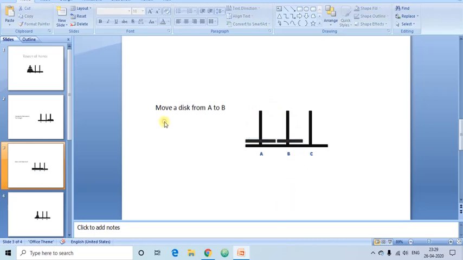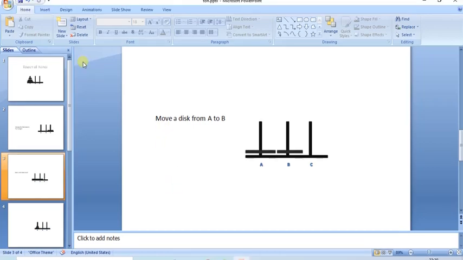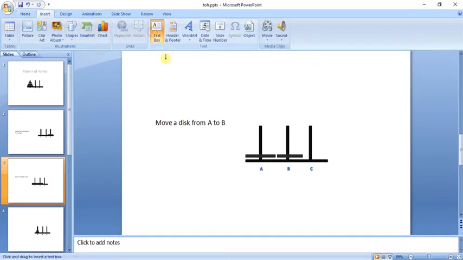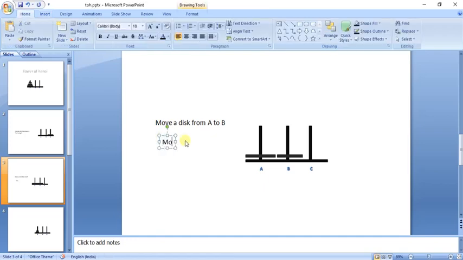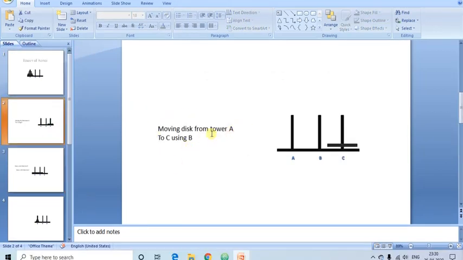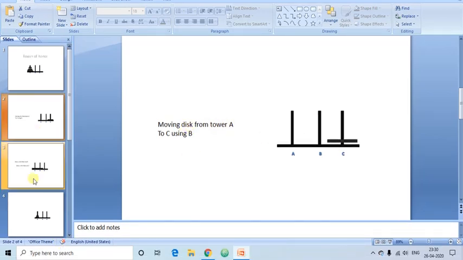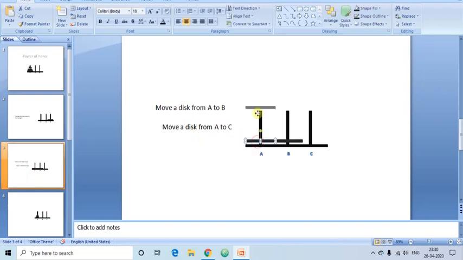Okay, next one is again move a disk from A to C. Now this one is recursive, because we have already done it here. We are moving the disk from tower A to tower C using B. This one is recursive because we have already done that. So now we are going to move a disk from tower A to tower C. Okay, this one is recursive. We have already done that. Means we are following this one.